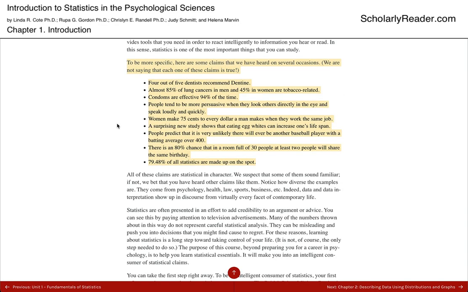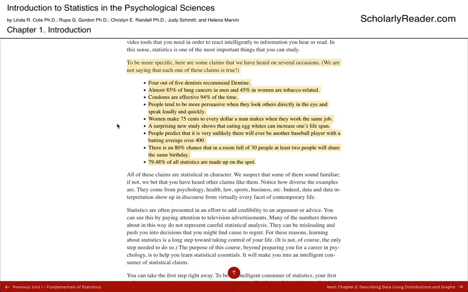To be more specific, here are some claims that we have heard on several occasions. We are not saying that each one of these claims is true. 4 out of 5 dentists recommend Dentyne. Almost 85% of lung cancers in men and 45% in women are tobacco-related. Condoms are effective 94% of the time.